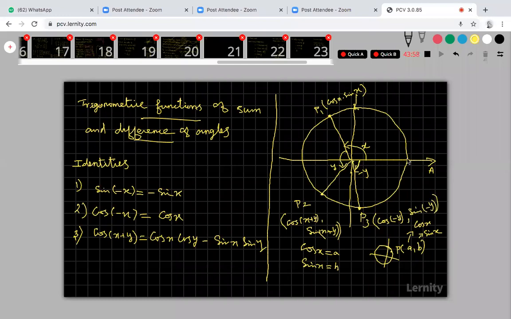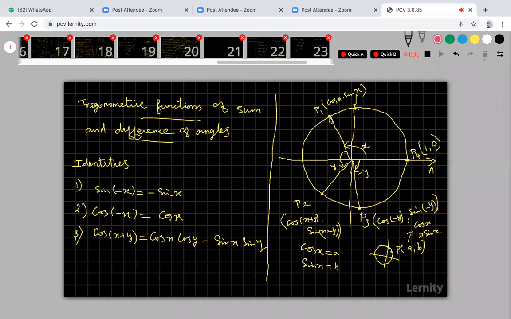I am taking another point P4. P4 means what? The initial side is OA and the terminal side is also the same OA. That means your angle is 0. Cos 0 is 1, sine 0 is 0. The angle is 0 because the initial side is OA, with O the origin, and the terminal side is also OA. So this is nothing but cos 0, sine 0. There are 4 points.